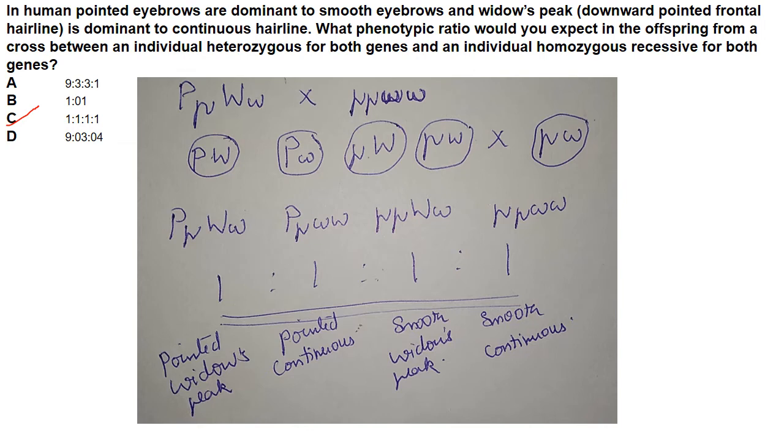So here I have written capital P for pointed eyebrows and small p for smooth eyebrows, capital W for widow's peak and small w for continuous hairline. Now these are the gametes formed upon cross between an individual that is heterozygous for both the genes and an individual homozygous recessive for both the genes. You will get a ratio 1:1:1:1, that is pointed and widow's peak, then pointed and continuous, smooth and widow's peak, and smooth continuous. So the answer here is option C, 1:1:1:1.